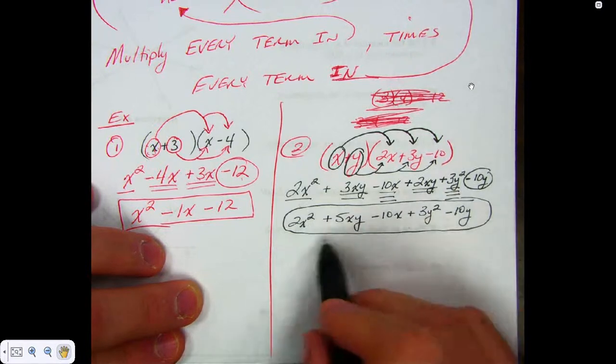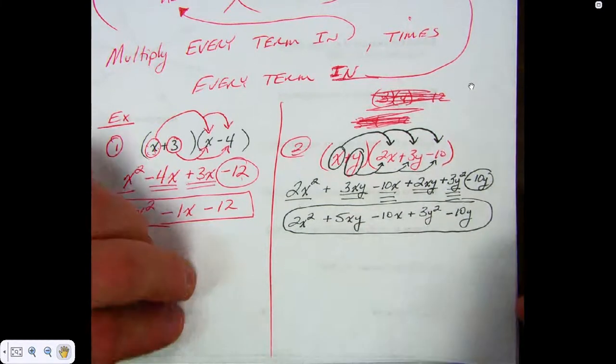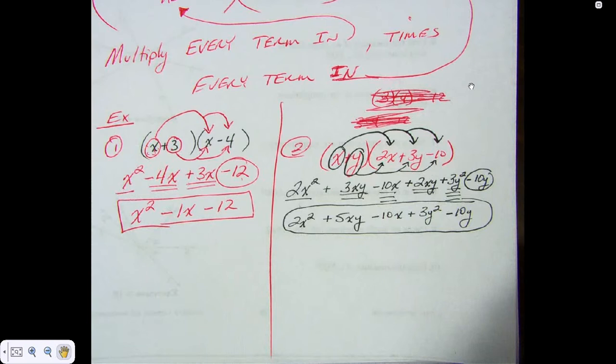However, you've simplified like terms. Now you've multiplied that out. Okay? Any questions on that?